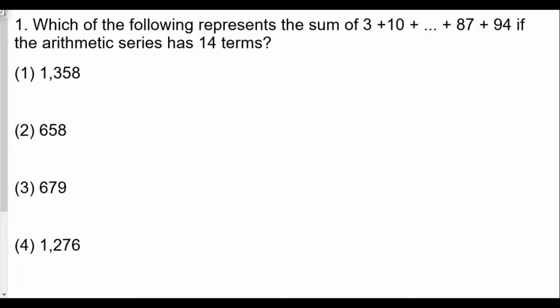So question number 1, which of the following represents the sum of 3 plus 10 plus ... plus 87 plus 94 if the arithmetic series has 14 terms.